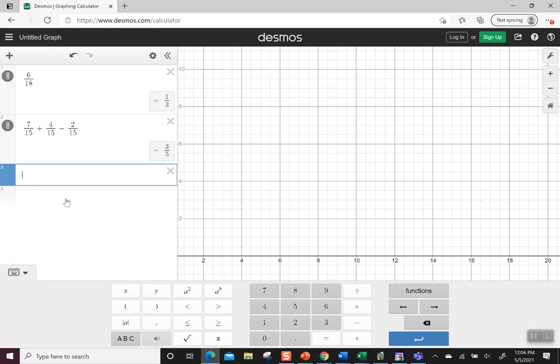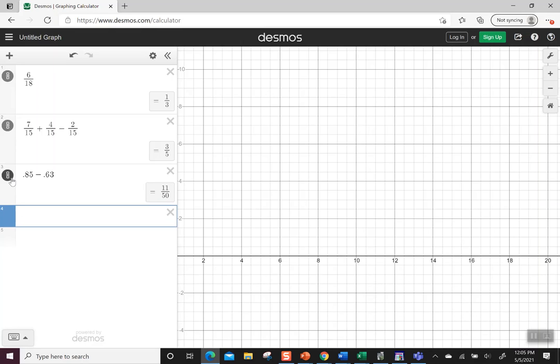Sometimes we may have things in decimals to begin with. Maybe I have 0.85 minus 0.63. And I can see that's a decimal. So even though I started with decimals, it still gives me that option to convert back to a fraction by clicking the button. So we're never stuck with just being able to do fractions when we start with a fraction. We can go from a decimal to a fraction at any point.